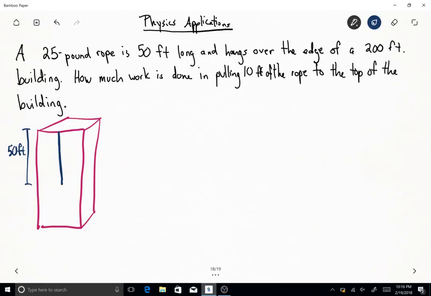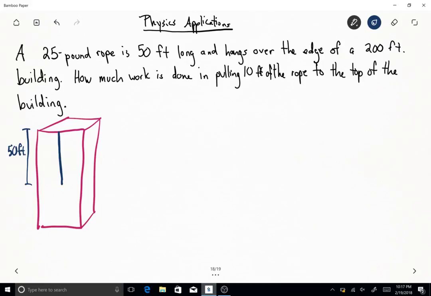So this is our rope, by the way. We have that 50 feet long, and how much work is done in pulling 10 feet of the rope to the top of the building? I want you to actually think, and if you have a cord nearby, you can hang it off your desk and see what happens as you pull that thing up. Usually most people think that the forces involved are constant, and the work done is constant. Well, that's not the case here.